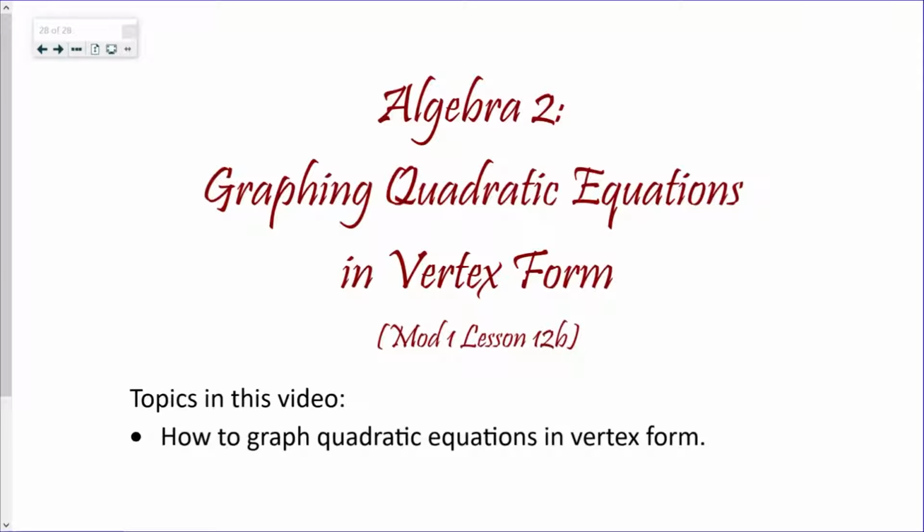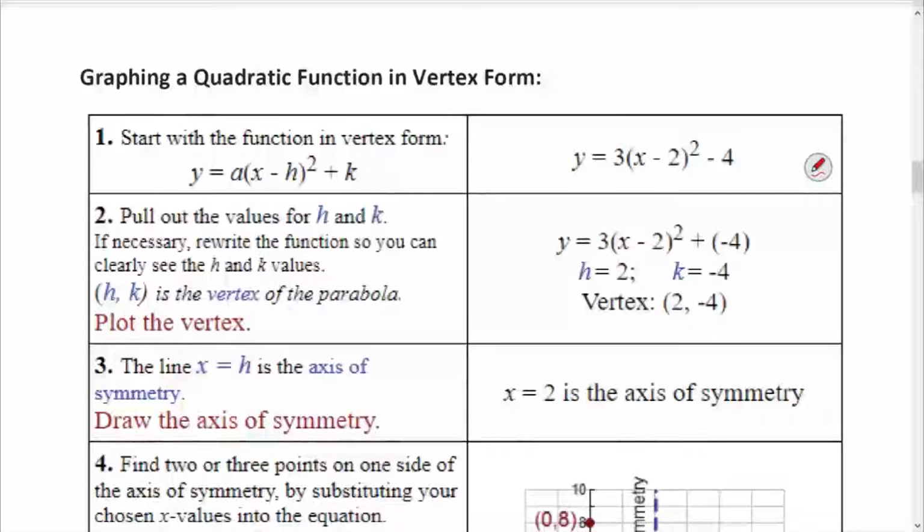This video is about graphing quadratic equations that are in vertex form. Let's get started. This is vertex form: y is equal to a, some leading coefficient, times the quantity x minus h squared plus k. And that is the vertex form because it tells you very clearly where the vertex is. h and k give us the numbers that make up the vertex.